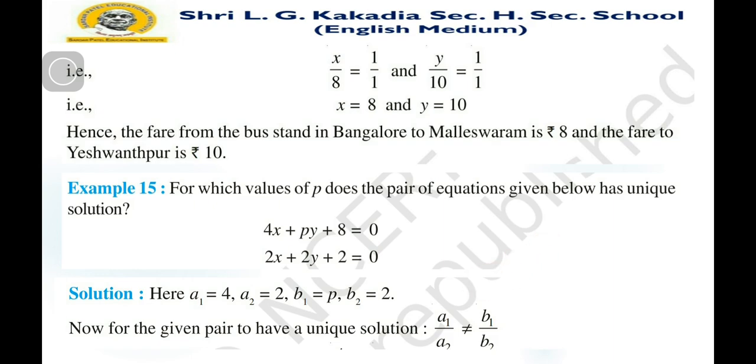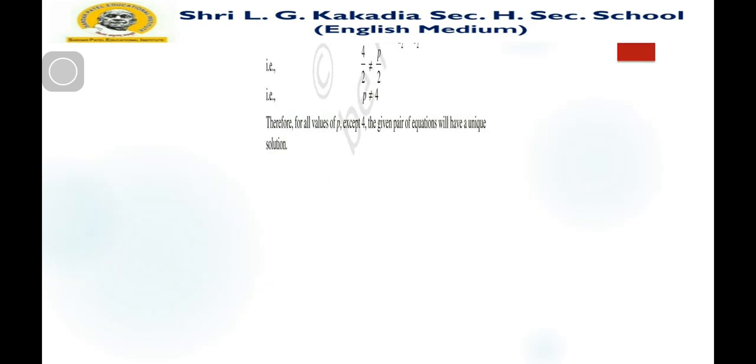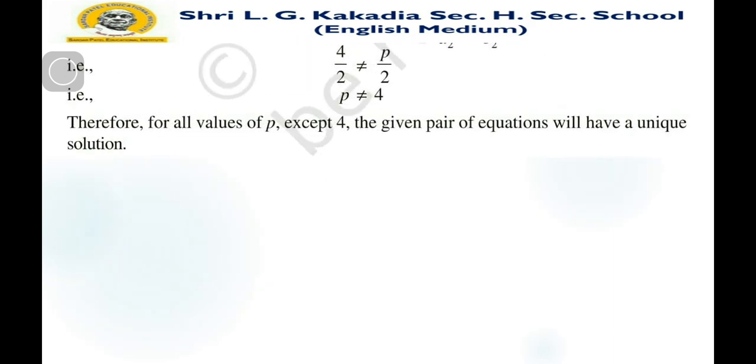So let's find the value of p. We get 4 by 2 does not equal p by 2, then p does not equal 4. Therefore, for all values of p except 4, the given pair of equations will have a unique solution.